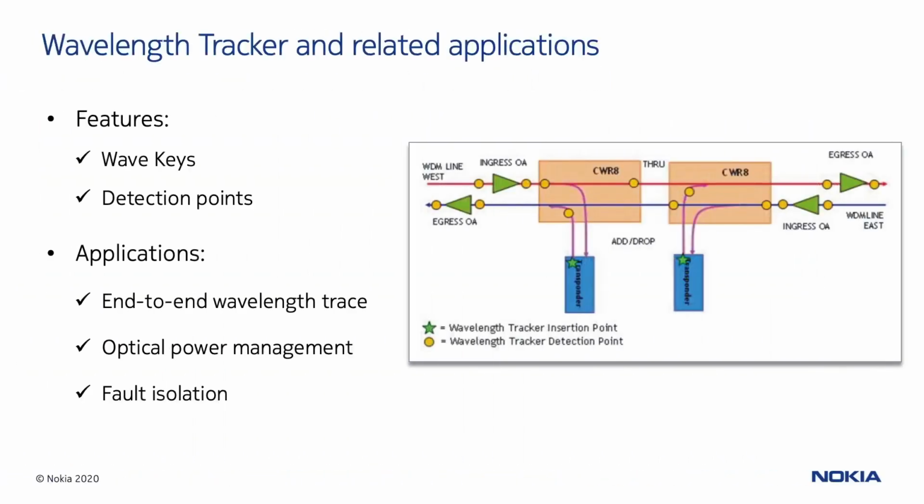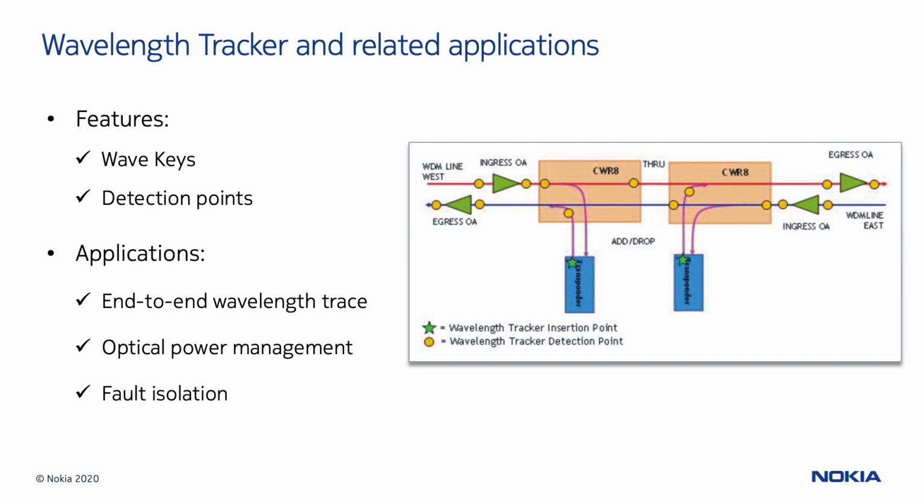The 1830 PSS portfolio has been designed with the unique capability to deeply trace every wavelength passing through the 1830 domain. The feature works by encoding a univocal identifier consisting of a pair of numbers, known as wave keys, into the service wavelength at the transponder's transmitter. Then, at various detection points in the network, the Wavelength Tracker detects the wave keys assigned to a specific service wavelength. The Wavelength Tracker works best for tracing the end-to-end wavelength path, distinguishing each from all other wavelengths.